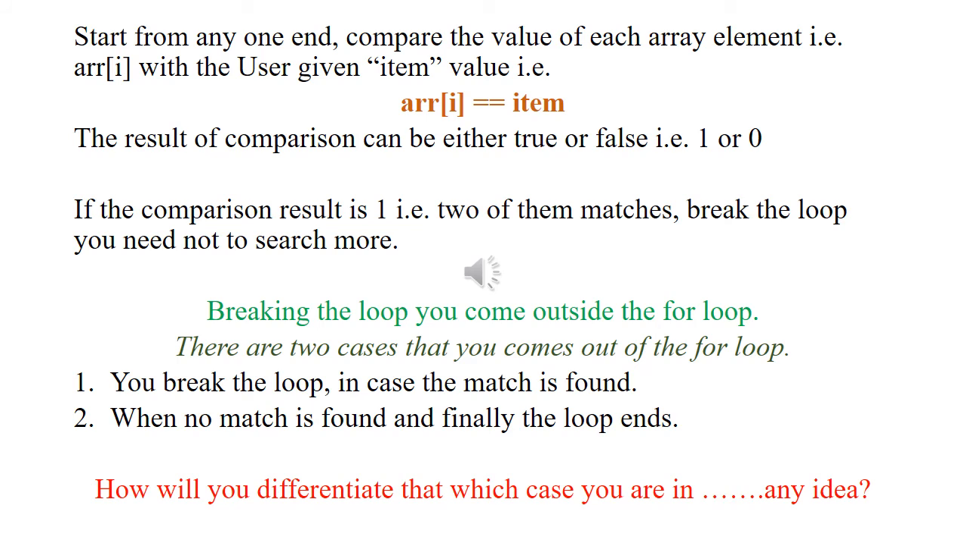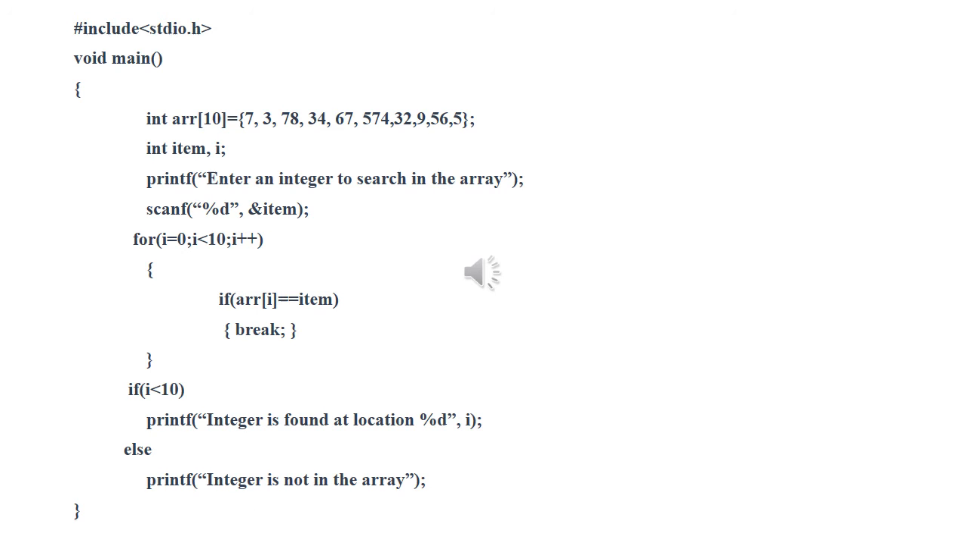Let's check it in the program. Again, a simple C program: hash include stdio.h, void main. We declare an array of size 10, int ARR 10. The name of the array is ARR. We initialize the elements of the array ourselves, and these elements are the same as I discussed in the example. And I declare two variables, item and I. I is for looping, and for item I am going to ask for the item value from the user. Printf, enter an integer to search in the array. Scanf %d ampersand item. So whatever the user enters, I will store in the variable item.